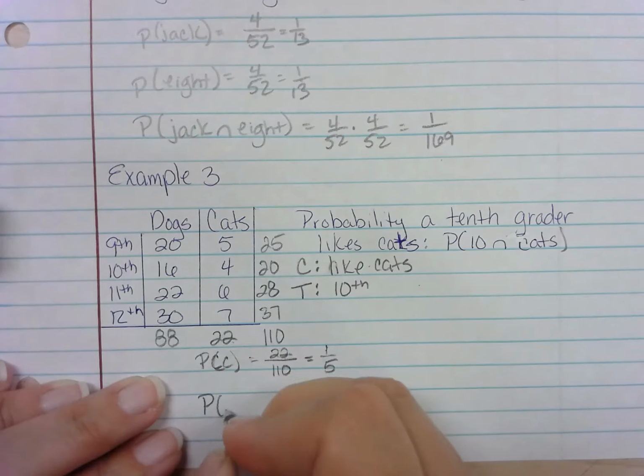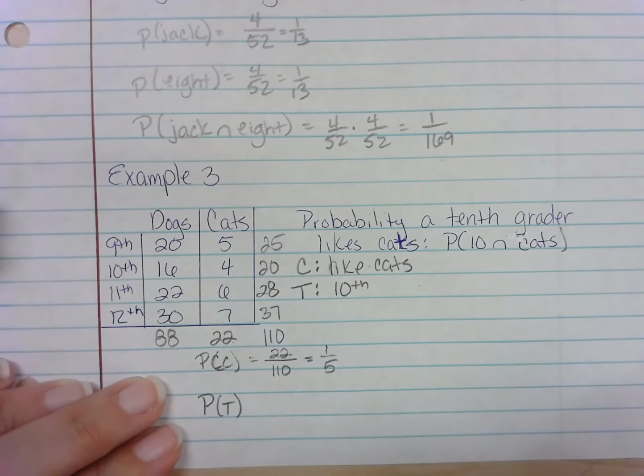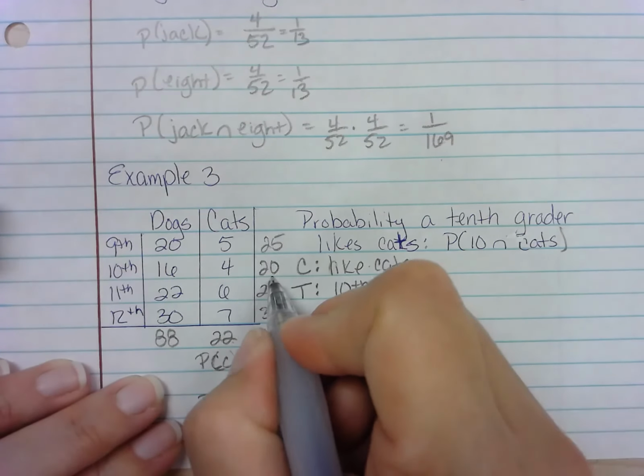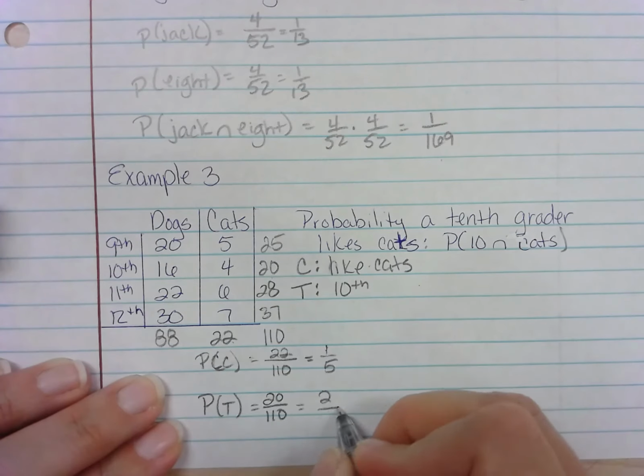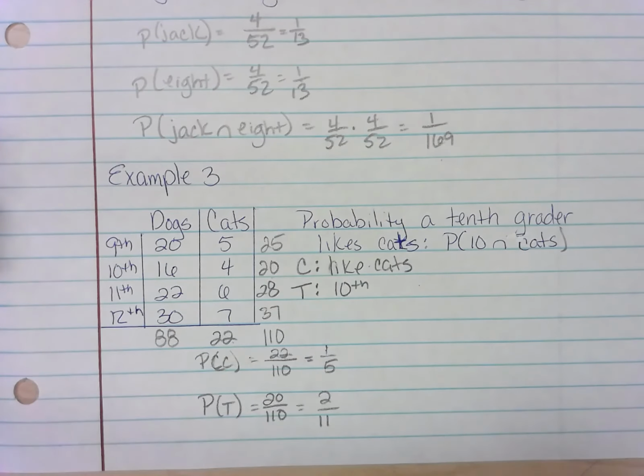And then we want to find the probability that someone is in the 10th grade. Well, how many 10th graders are there? There are 20 10th graders out of 110 people who were questioned. And that simplifies to 2/11.